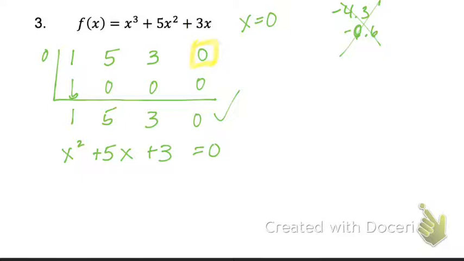This is where I have to make a decision. Can I factor this? No, I can't. So my other option is the quadratic formula. The quadratic formula is easier. So x, I'm going to do this over here.